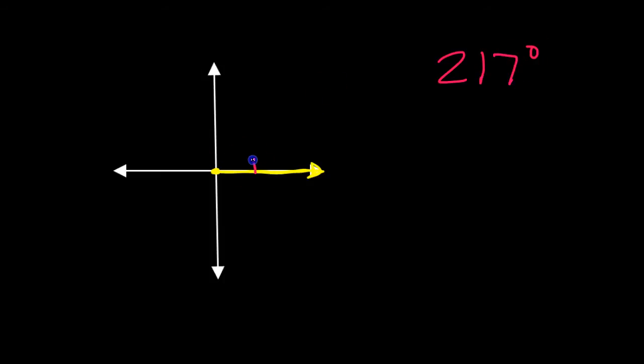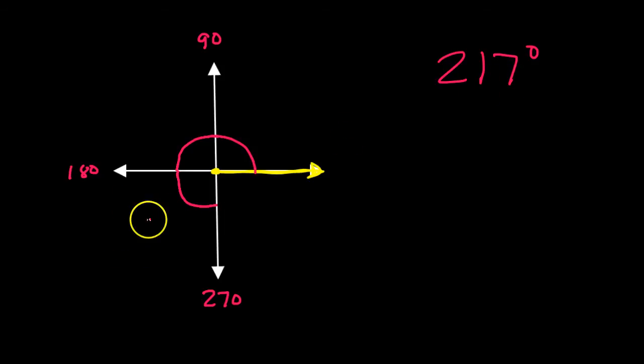Now I know if I go this far, that's 90 degrees. If I continue on and I go this far, that's 180 degrees. If I went on and I went this far, that would be 270 degrees. That's too far, so I know I need to back up, and 217 degrees will be somewhere.